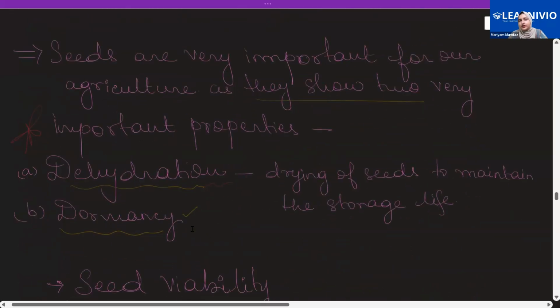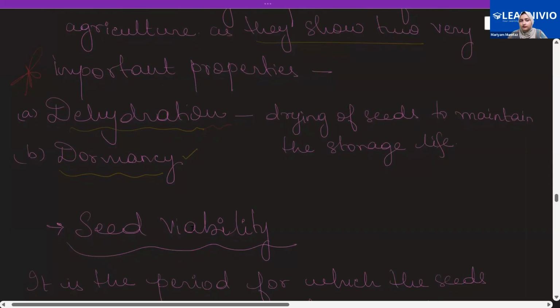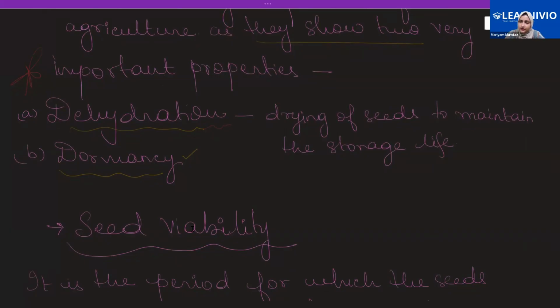Seeds are very important for our agriculture. Why? Because of the two properties that they show. First is dehydration, that you can dry the seed to store it for a long period of time. And as soon as you provide water to it, it will germinate. And dormancy is the seed's ability that if the necessary conditions are not present, it will not germinate. Clear?